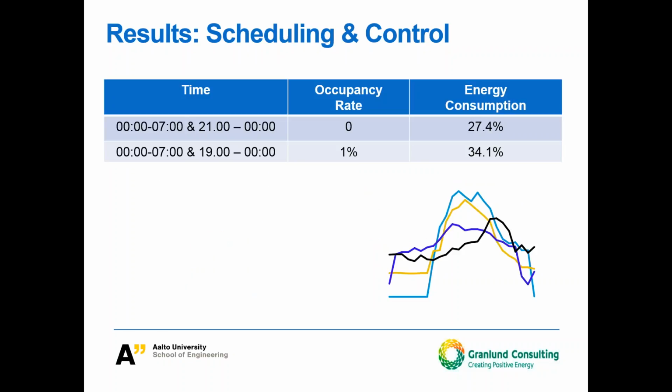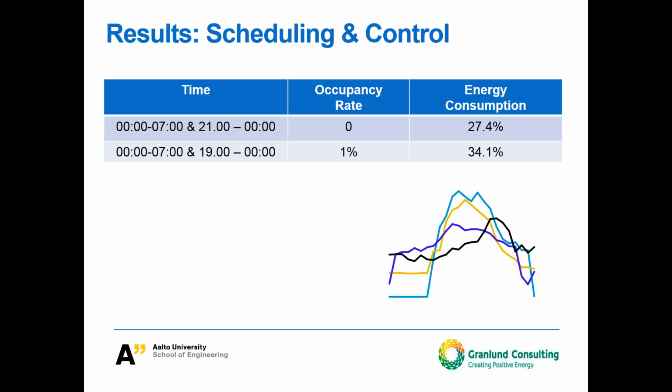So we noticed that, for example, 27% of the energy consumption was consumed between 9 p.m. all the way through the night and then through the next morning at 7 a.m., for example. When the building was totally empty, 27% of the energy was consumed, which is very, very high. We would expect this to be a lot less than 10%.